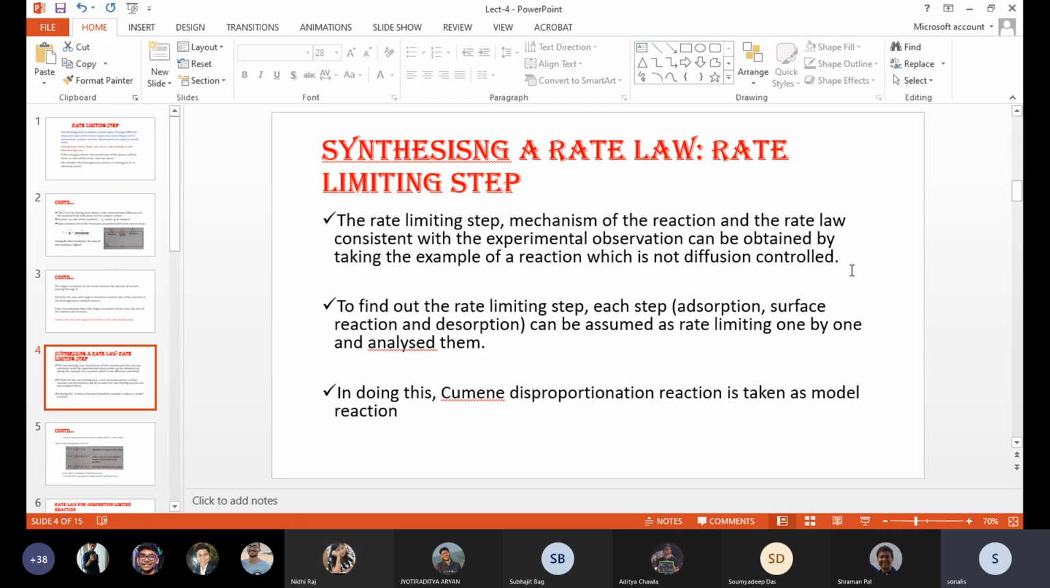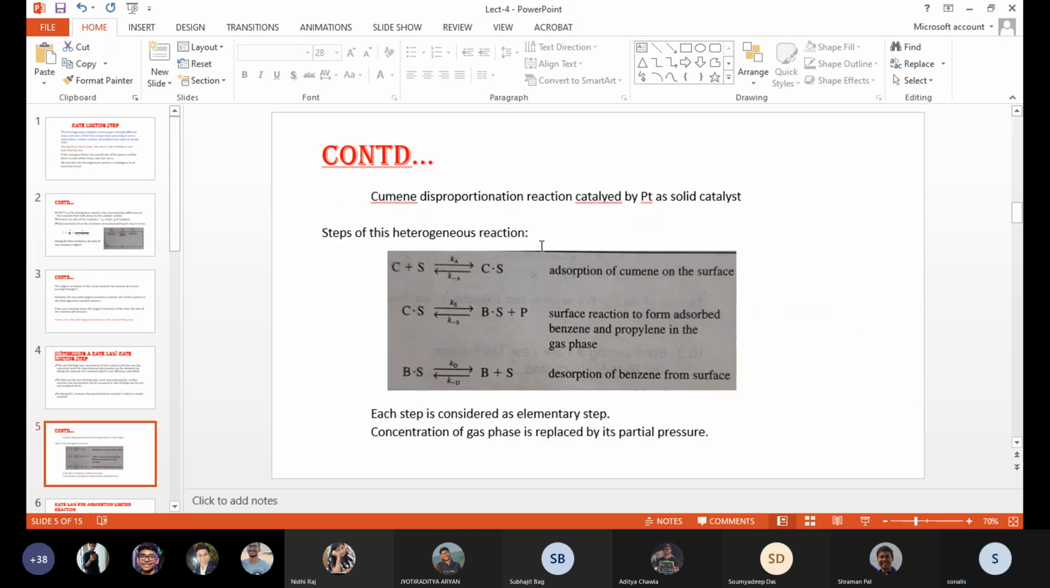So that way we again take the cumene disproportionation reaction, which we had taken yesterday, as the model reaction. Look, this is cumene disproportionation. Cumene is C plus S, where S is the vacant site. After adsorption, it gives the adsorbed species C dot S. The adsorption forward rate constant is Ka, and the reverse rate constant is K of minus A.